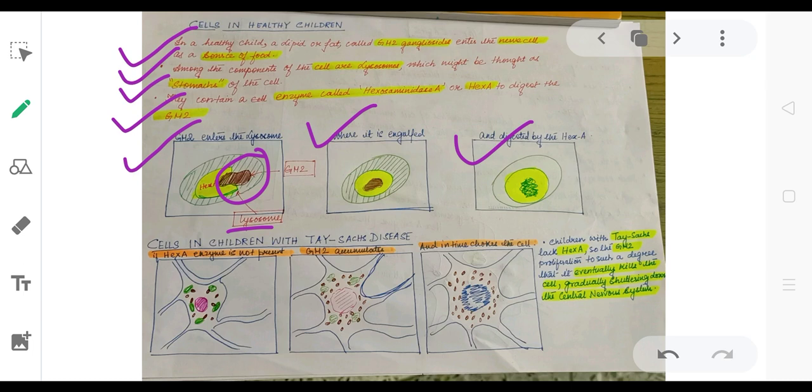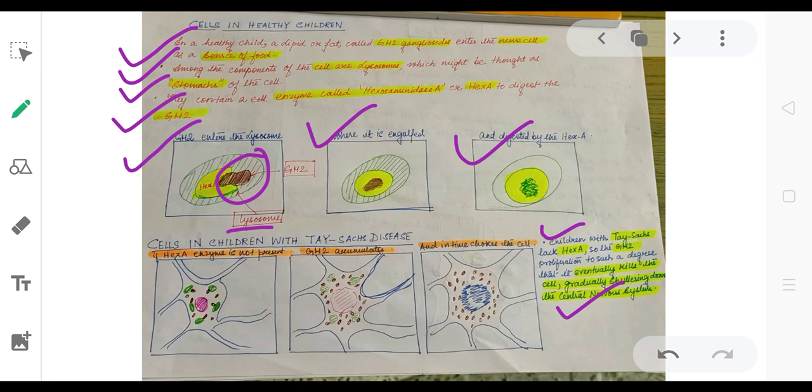But a child with Tay Sachs, which is lacking hexa, has GM2 proliferation to such a degree that it eventually kills the cell, gradually shutting down the central nervous system. So slowly GM2 accumulates to a certain extent that it will shut down the nervous system.